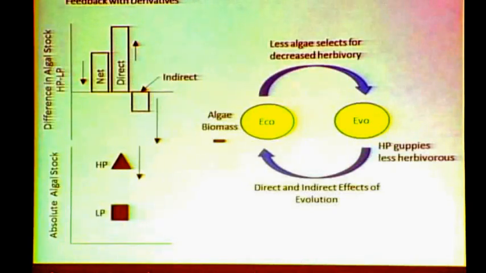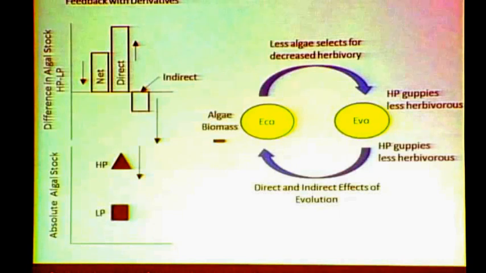And so that means that the total change in the net, dominated by the indirect effects, will push this difference between high and low predation guppies downwards. So the difference between them will become less, which means that the absolute algal standing stocks for high predation channels would go down. So we'd get less algal biomass. And less algal biomass selects for decreased herbivory, which then should select for high predation guppies being even less herbivorous. And so this would be a case of runaway selection through this eco-evo feedback.